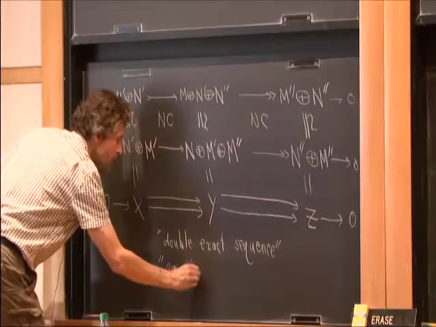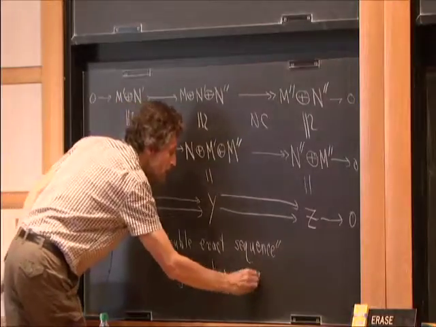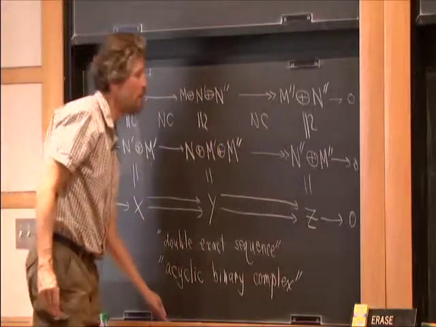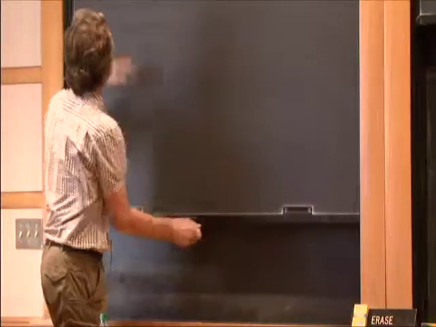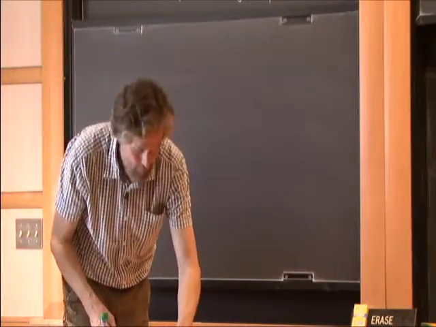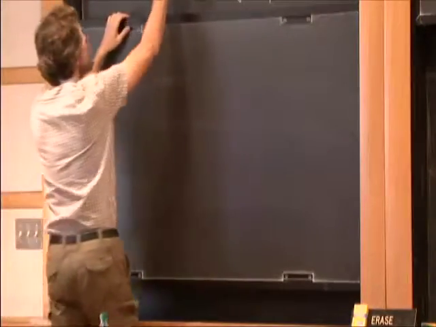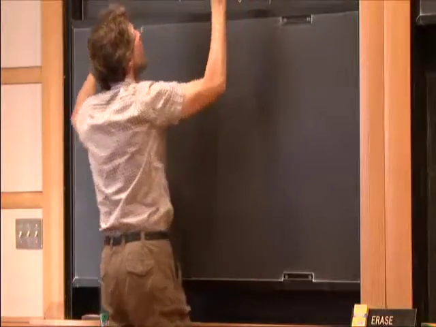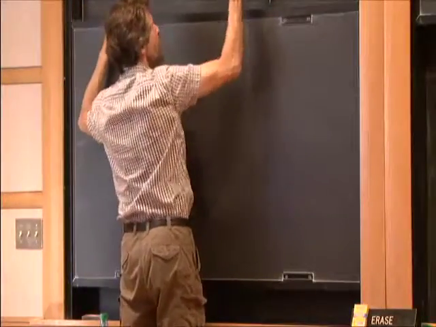And when we lengthen it to longer chain complexes, I like to call it an acyclic binary complex. So now I want to show you how, when you have such a thing, let's label these maps I and J and P and Q. No, I want to label them I and I prime and P and P prime.